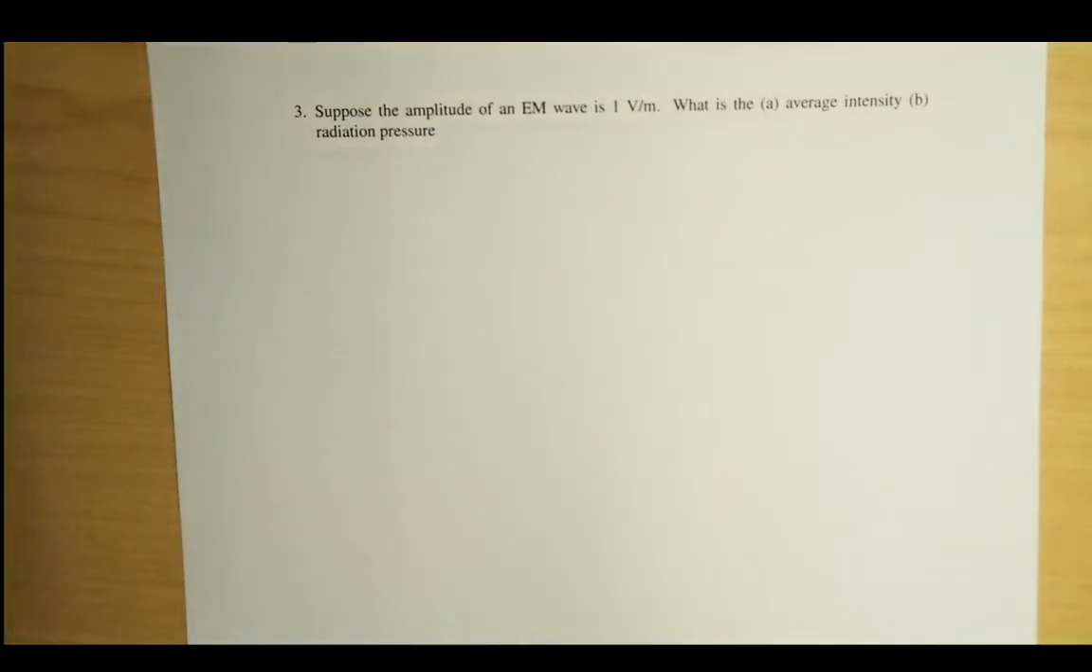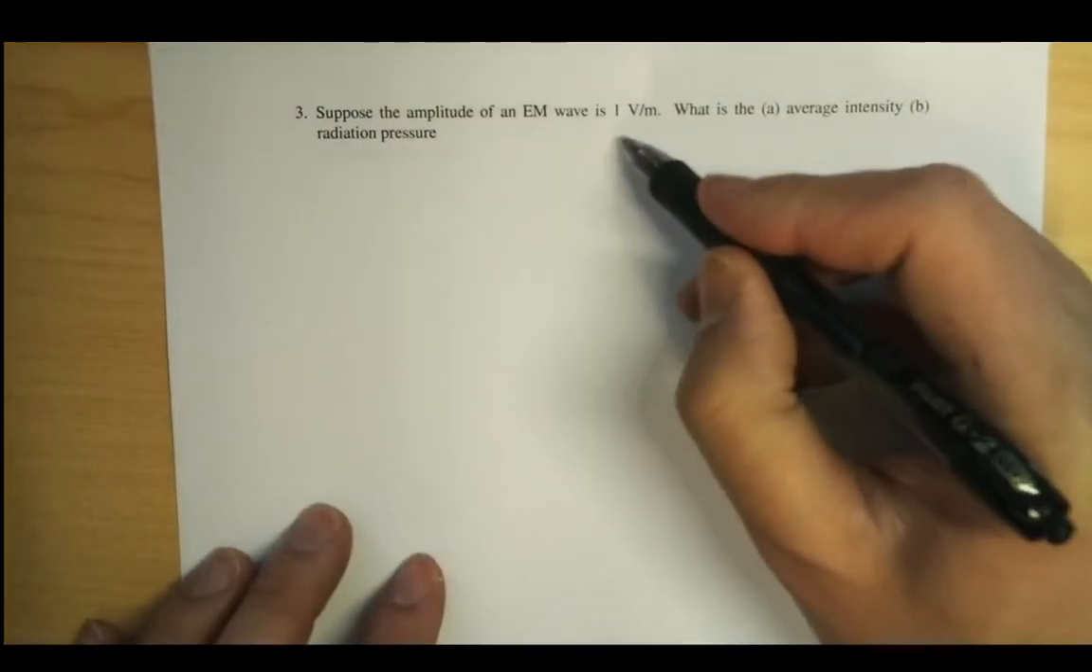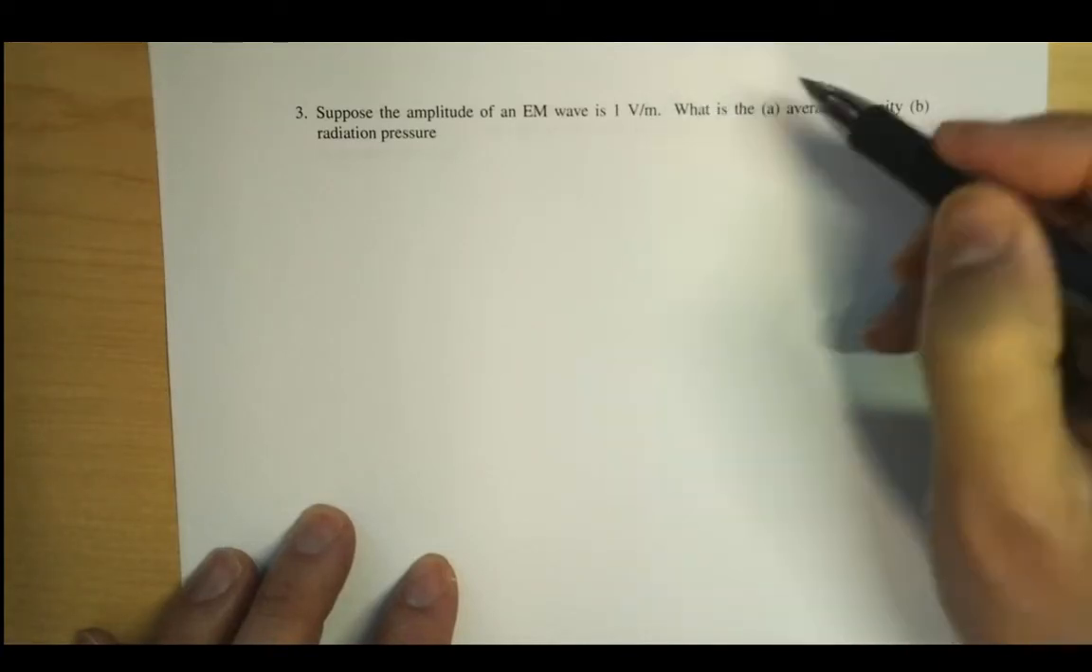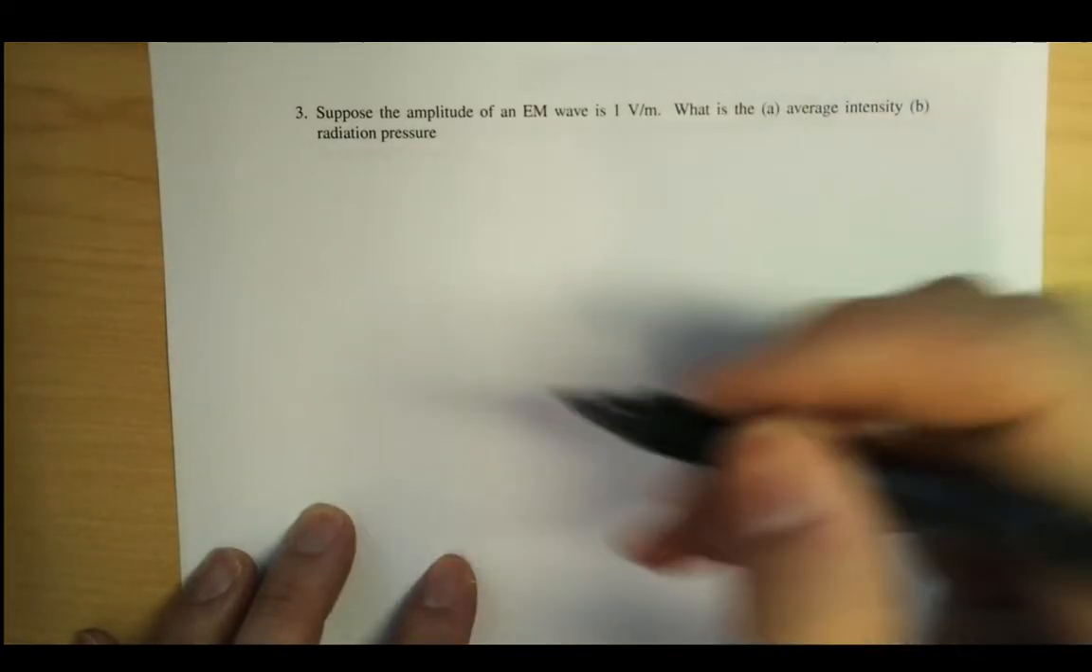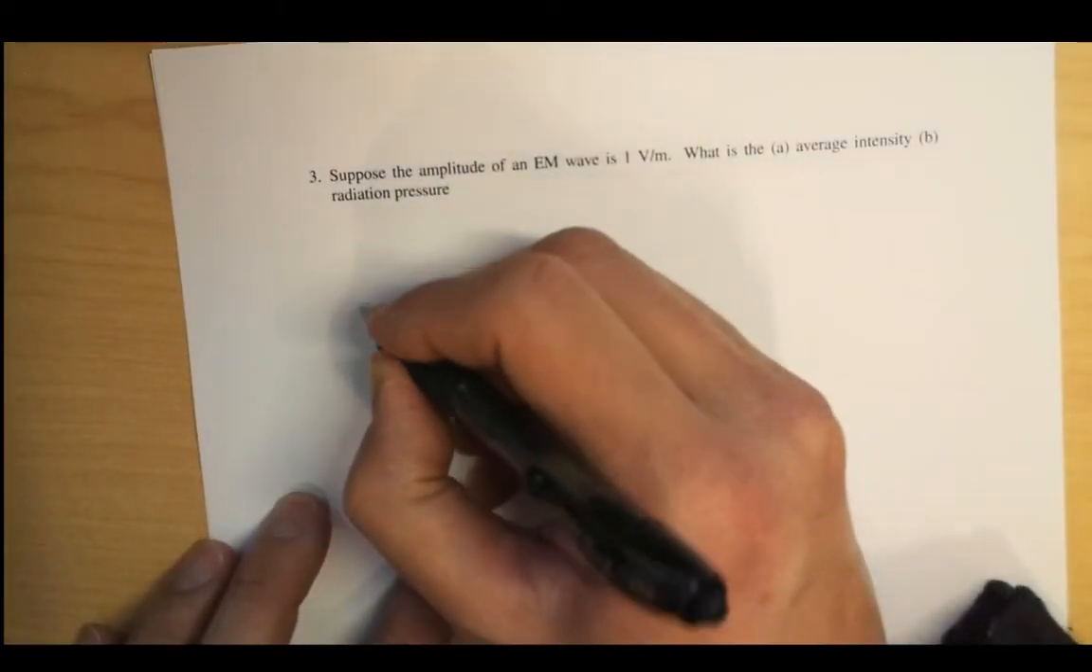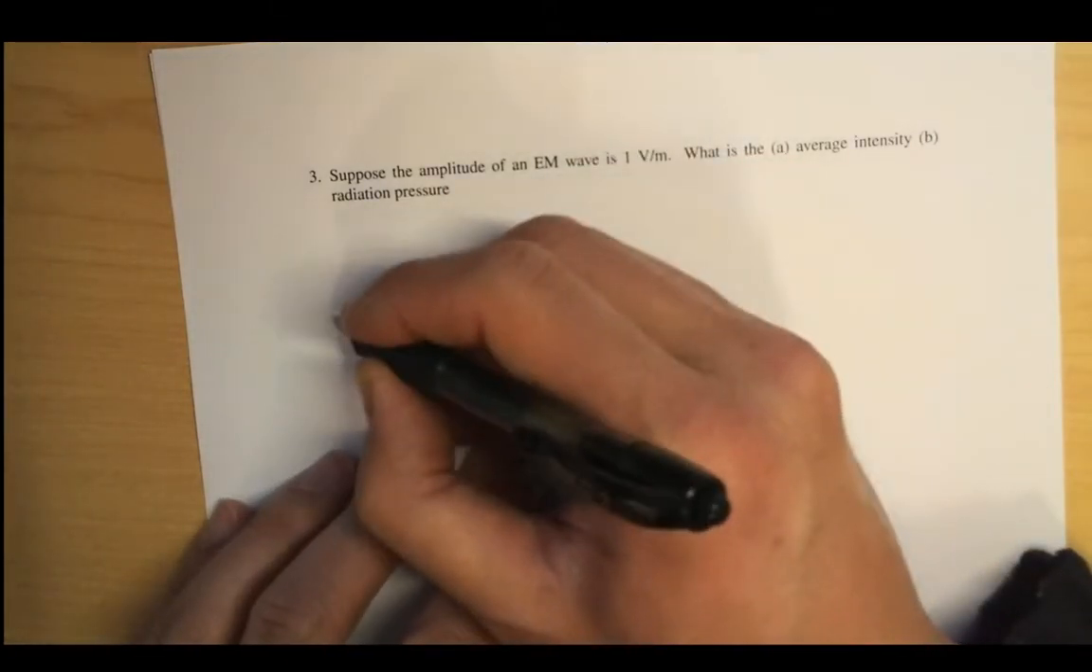Alright, so let's consider the following problem. Suppose the amplitude of an EM wave is 1 volt per meter. What is the average intensity and radiation pressure? Okay, so let's recall basically what this looks like.